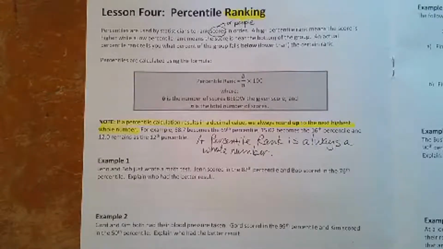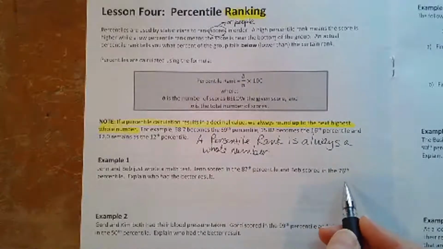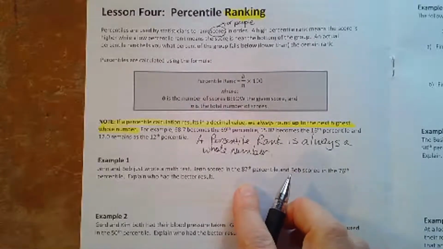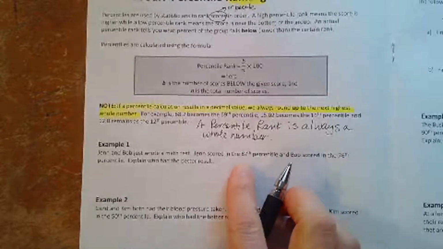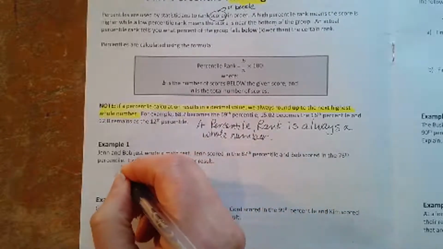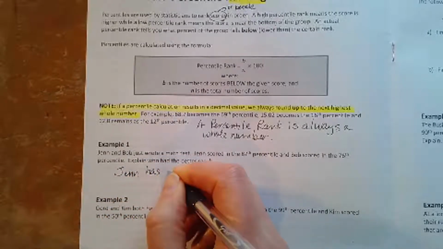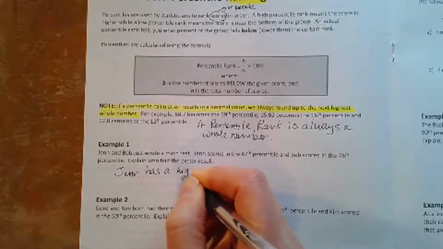So let's take the first example. Jen and Bob just wrote a math test. Jen scored in the 87th percentile and Bob scored in the 76th percentile. Explain who had the better result. Well, Jen had a higher ranking. Jen has a higher ranking.